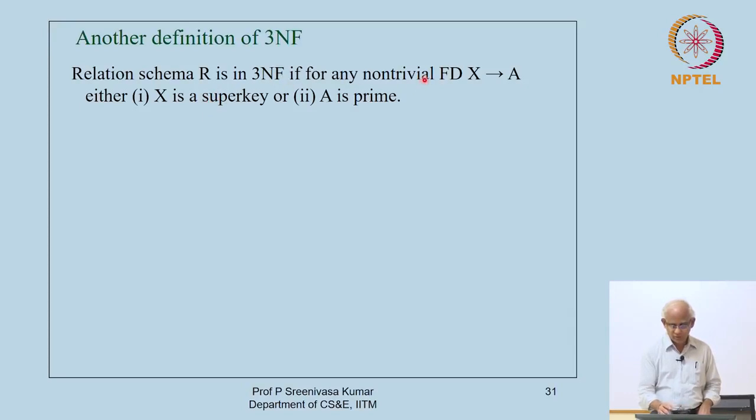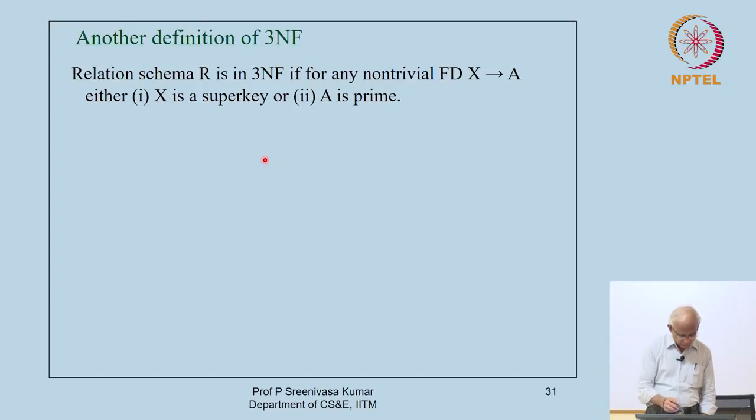All that you have to do is to remember this notation: x determines A, that means x is a set and A is a single attribute. So, for every non-trivial functional dependency of this kind, which has left hand side a set of attributes and the right hand side a single attribute, either x is a super key or A is prime. Recall the definition of super key. What is a super key? A super key is something which contains a key.